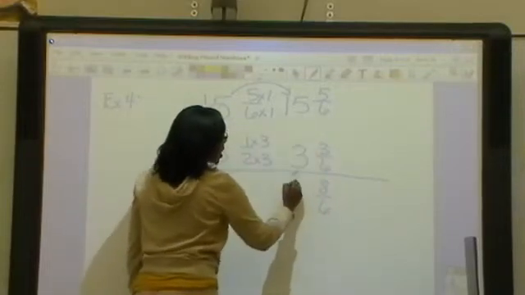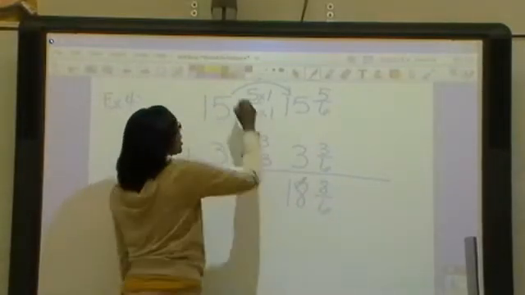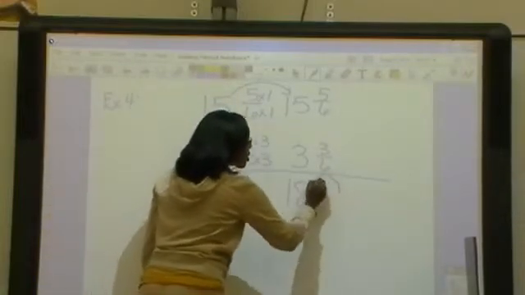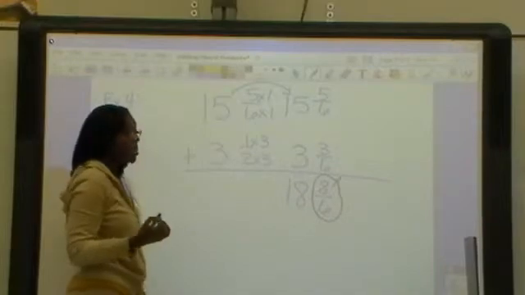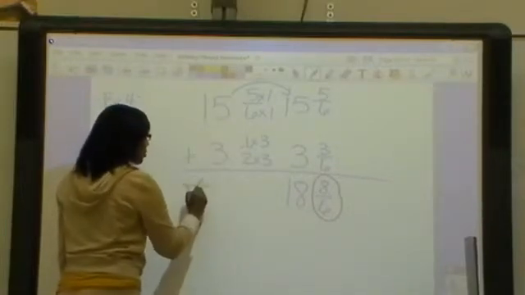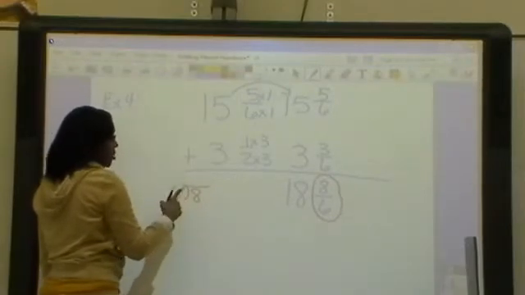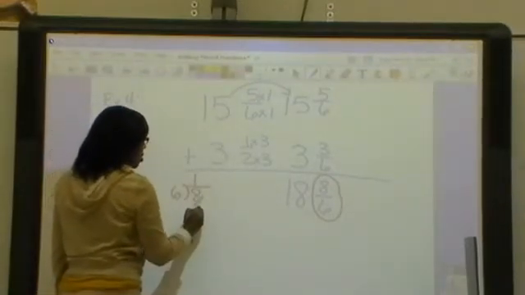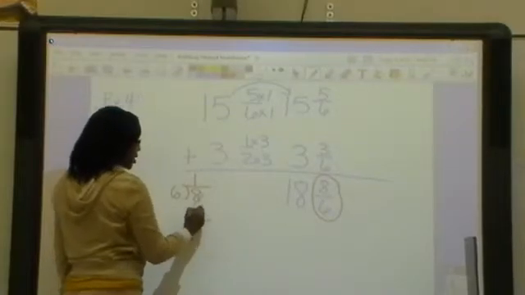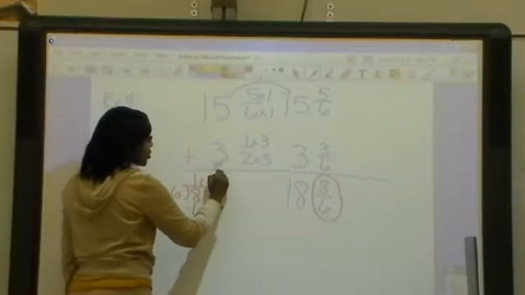And then that gives me 18. Again, I have 18 and 8/6. I cannot leave my answer as an improper fraction. I have to change it to a mixed number. So I'm going to put my numerator inside the house, my denominator outside the house. 6 goes into 8 one time. 1 times 6 is 6. I subtract, I get 2. Nothing to bring down, so I have a remainder of 2.